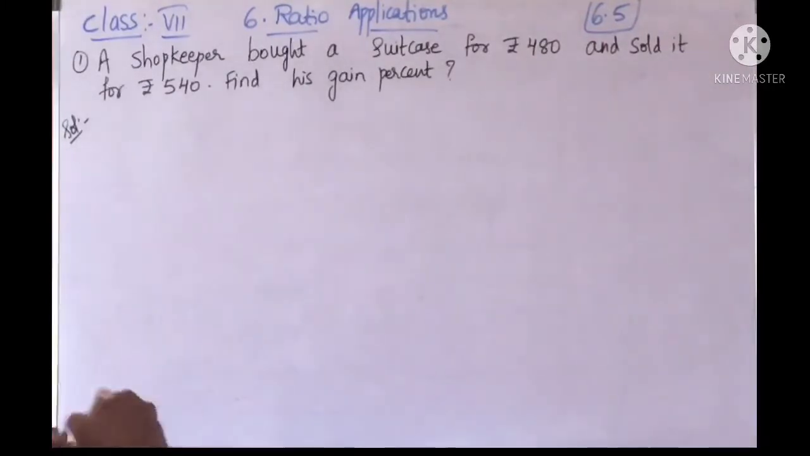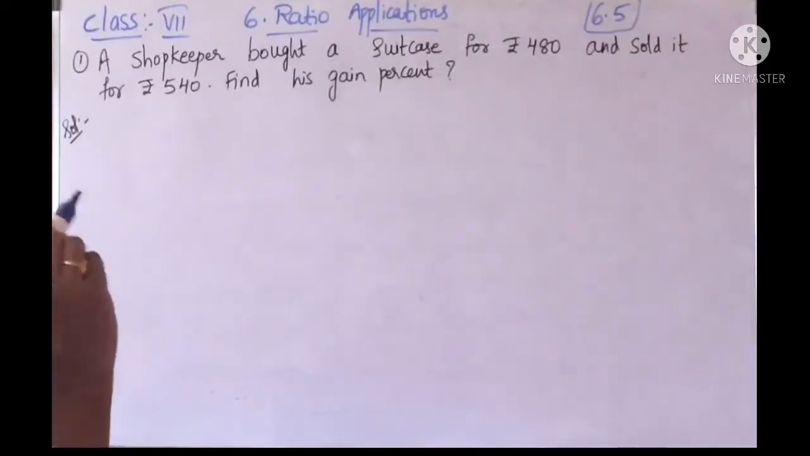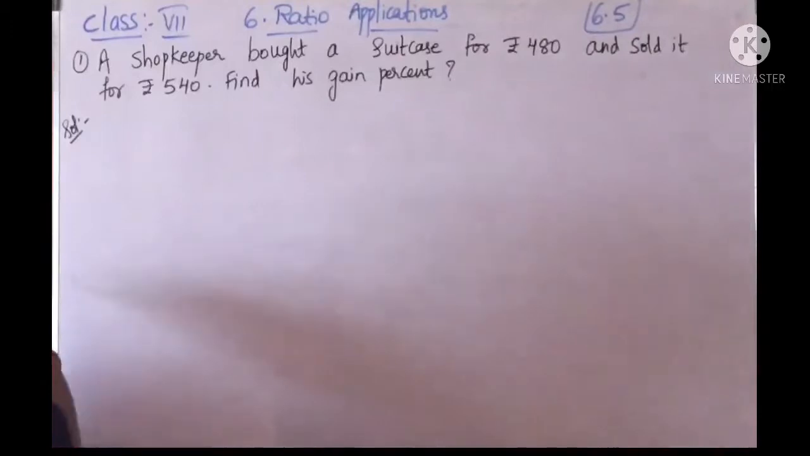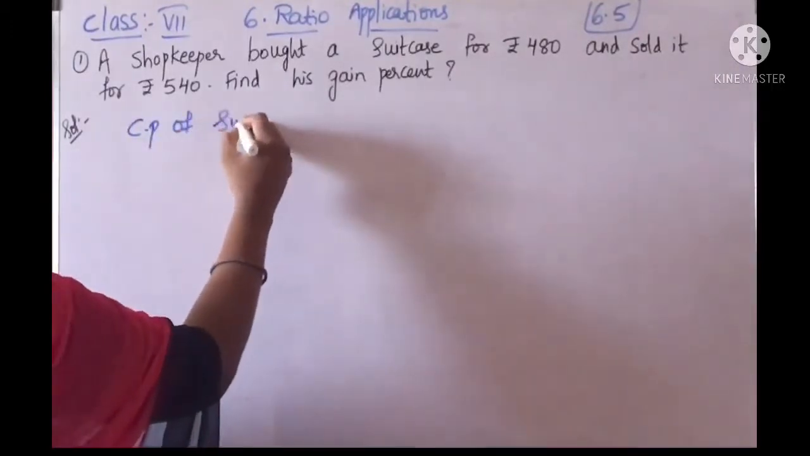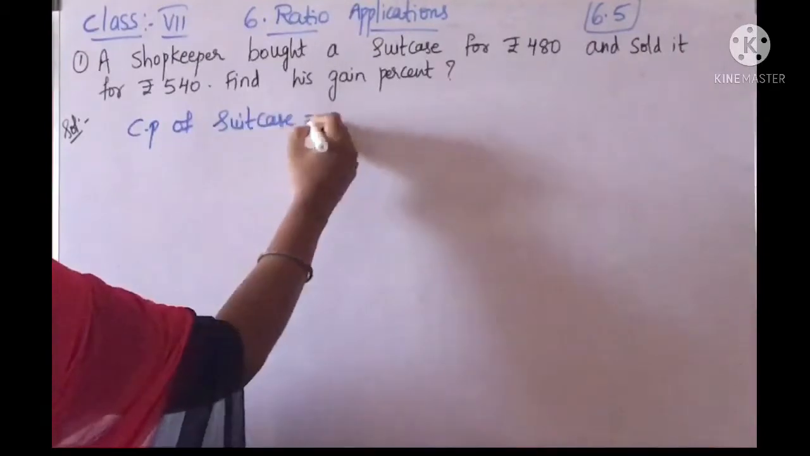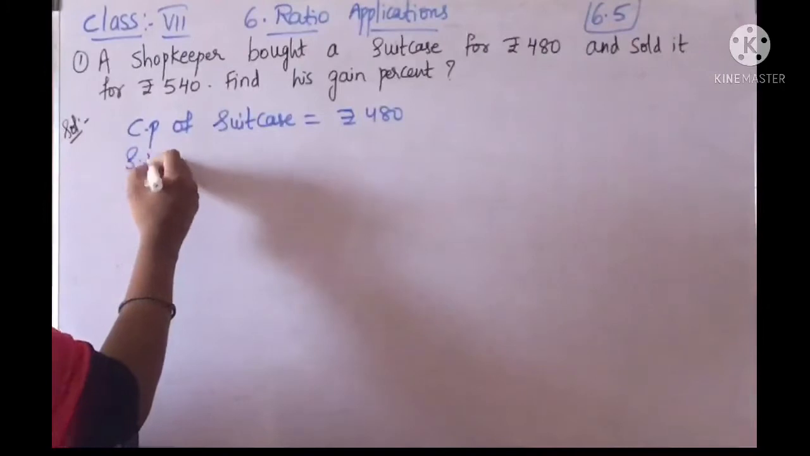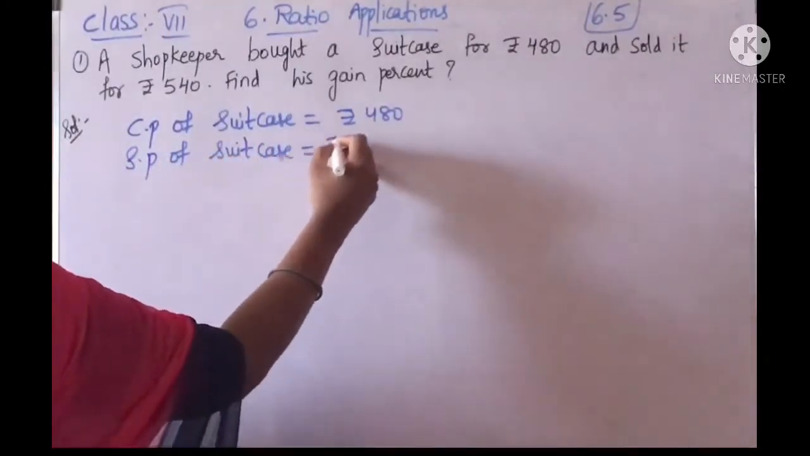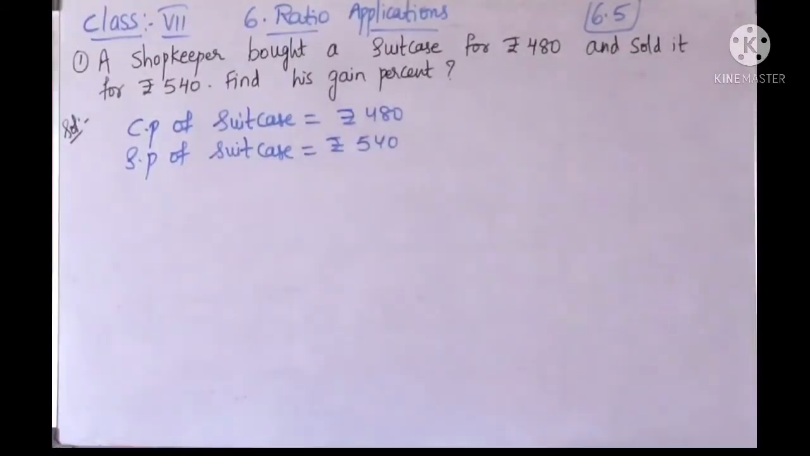Do you know what gain is? Gain is nothing but profit. The formula for the profit is SP minus CP. First we will write what is given in the question. CP of suitcase, cost price of suitcase, is how much? 480. And what is the SP of suitcase, children? 540.